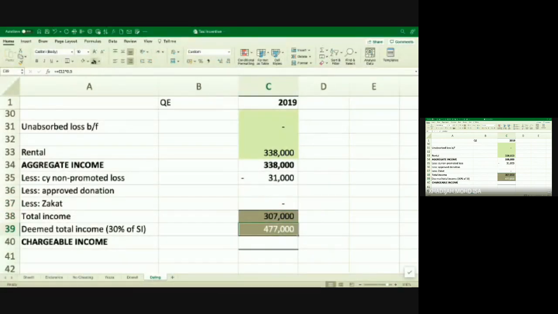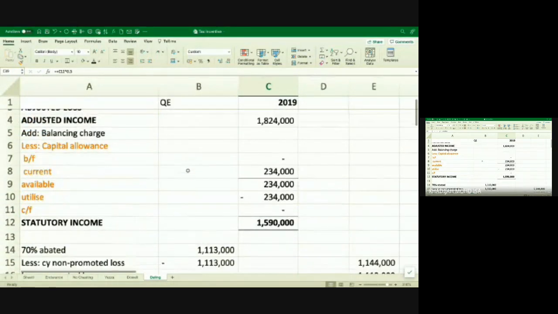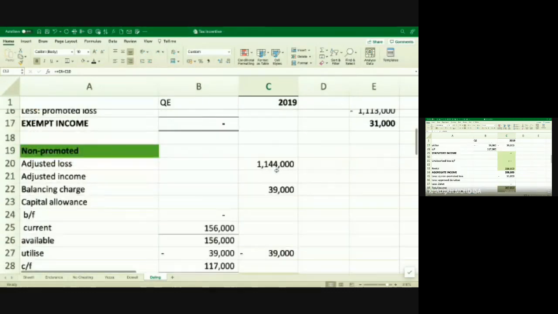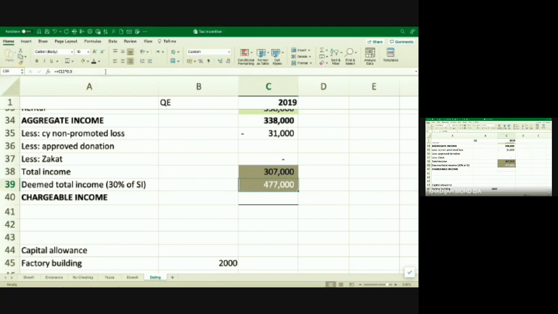And remember that your deemed total income is 30% of your SI. So where do you get the 30% of SI? From your promoted product or promoted activity, 30% of your SI, which is 1590. So here you have 30% of 1590, and you have 477,000. Then together, your total income plus your deemed total income, you have a chargeable income of 784,000.